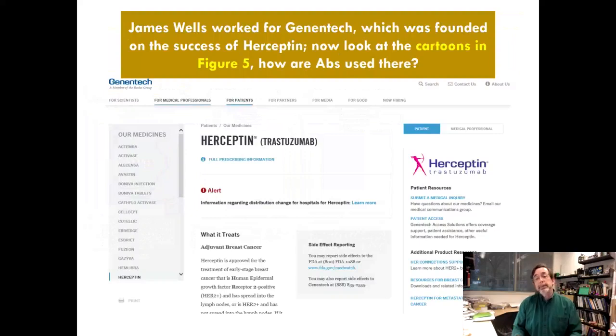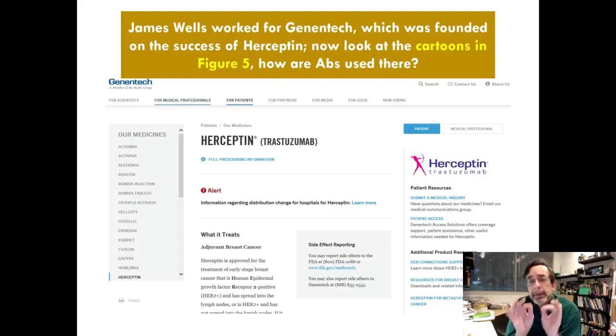So James Wells worked for Genentech. He started out at UCSF, then he worked for Genentech, and somehow he got back to UCSF again. I don't know how it works, but these scientists, they start companies and they do stuff because the biotech can help a lot of people. It's also expensive. So there's our dilemma. Genentech was founded on the success of Herceptin, and now we can look at Figure 5.